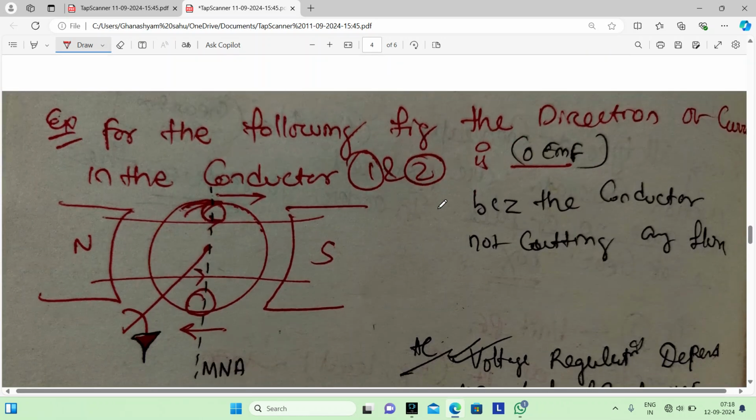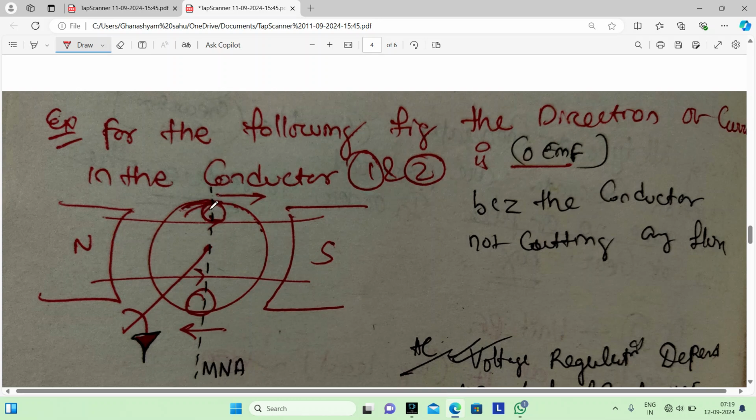Now let's come to another question. For the following figure, what is the direction of the current in conductors 1 and 2? This is the direction of the conductor, and it will be moving in the clockwise direction, and this is the south pole and north pole, and the flux flows from the north pole to the south pole.